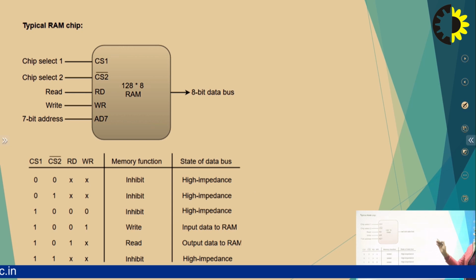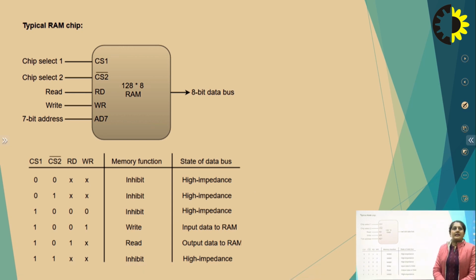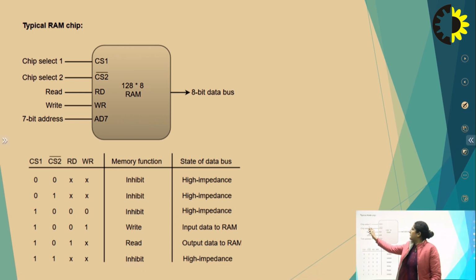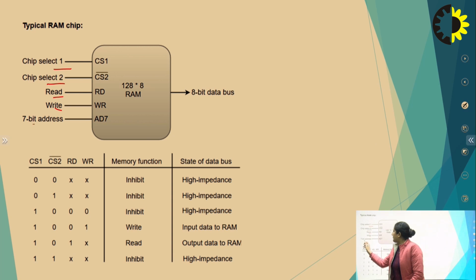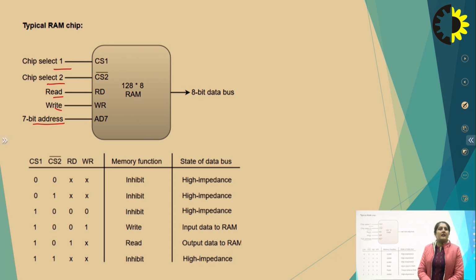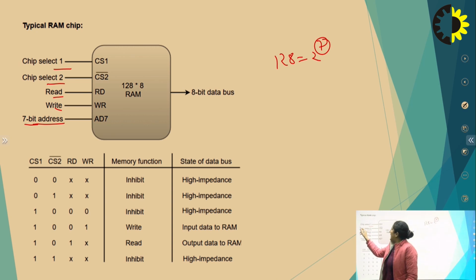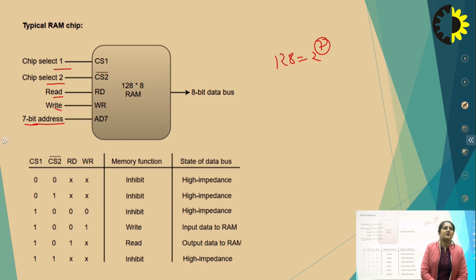This is the block. So what are we seeing in this block? We are seeing chip select 1, chip select 2, two inputs read and write, and one 7-bit memory address, which we already know we get from 128, that is 2 power 7. Chip select 1 and chip select 2. What are chip select 1 and chip select 2?